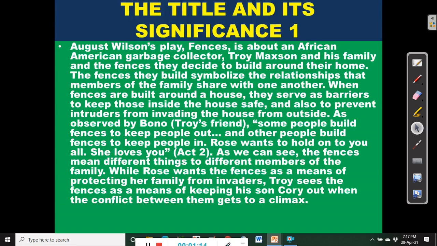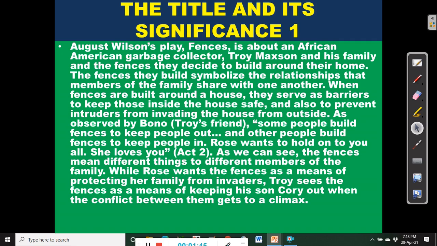Let's start with the title and its significance. August Wilson's play Fences is about an African-American garbage collector named Troy Maxwell and his family, and the fences they decide to build around their home. The fences they build symbolize the relationships that members of the family share with one another.